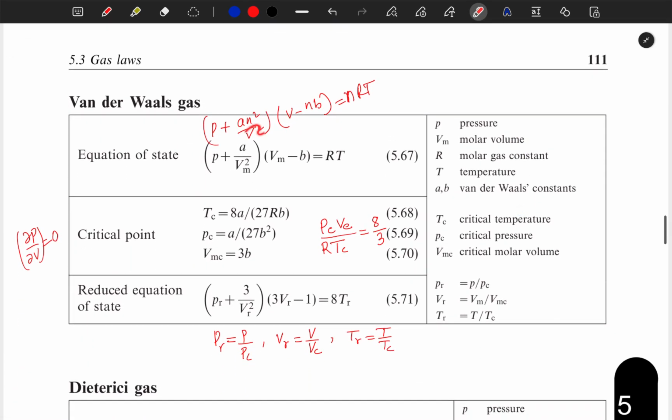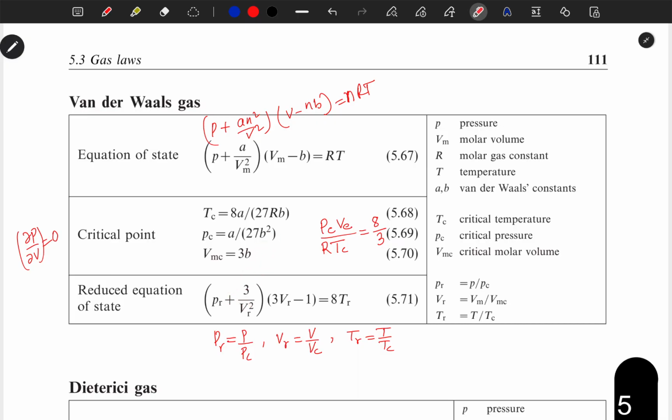Van der Waals gas: we have P plus a n square by V square times V minus nb equal to nRT. For a single mole of gas, P plus a by V square times V minus b equal to RT. We can extract the critical temperature by dP dV equal to 0. After doing that, we have Tc equal to 8a by 27Rb, Pc equal to a by 27 b square, Vc equal to 3b. So the ratio of Pc Vc by RTc equals 3 by 8.